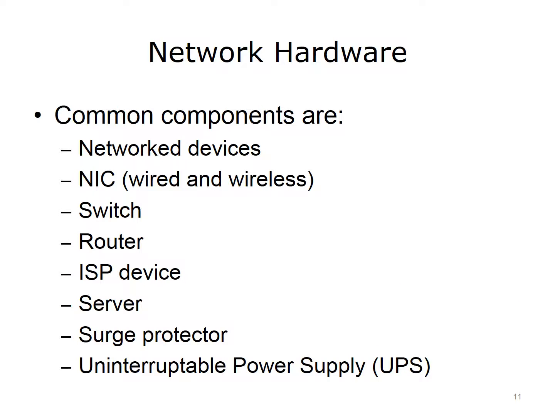Typical network hardware includes networked devices, a NIC, either wired or wireless, a switch, a router, an ISP device, if internet access is required, a server if managing a domain, a surge protector, and an uninterruptible power supply, which is known as a UPS. Let's look at each of these in more detail.